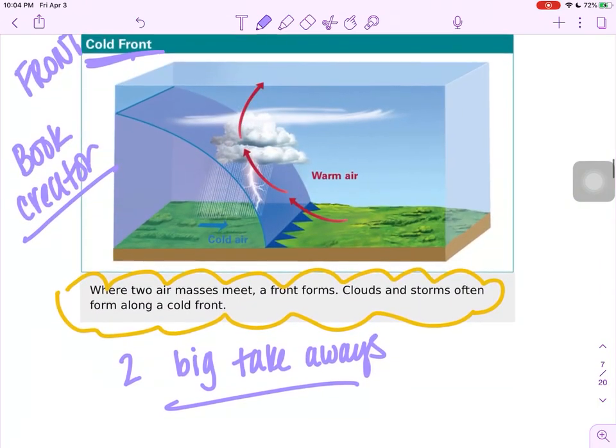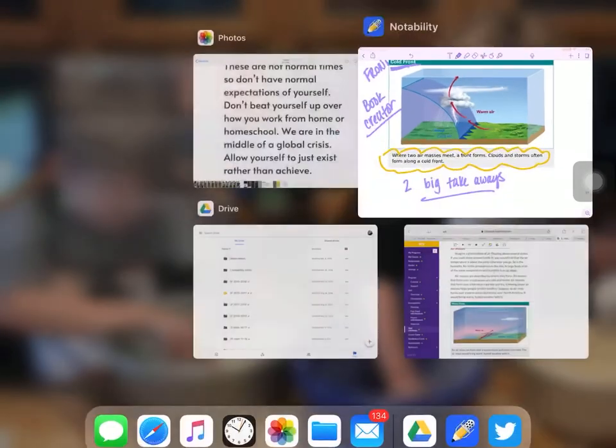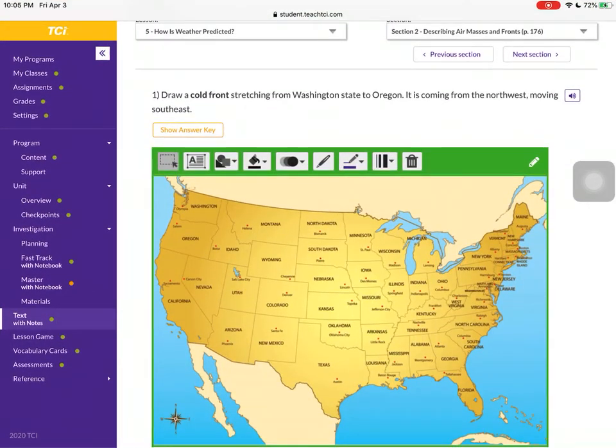Okay, so that is what we read today in the text. Now you're going to need to go back to TCI, and you are going to complete these maps. For each map, they're asking that you draw either a cold front or a warm front and where it needs to stretch from. I can't write on TCI, but if you recall in our reading, it said a cold front is usually represented by blue and a warm front is usually represented by red.